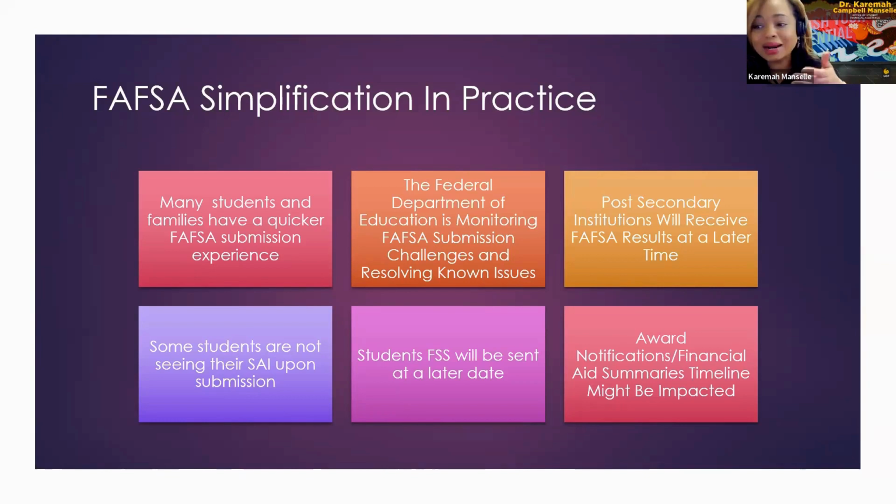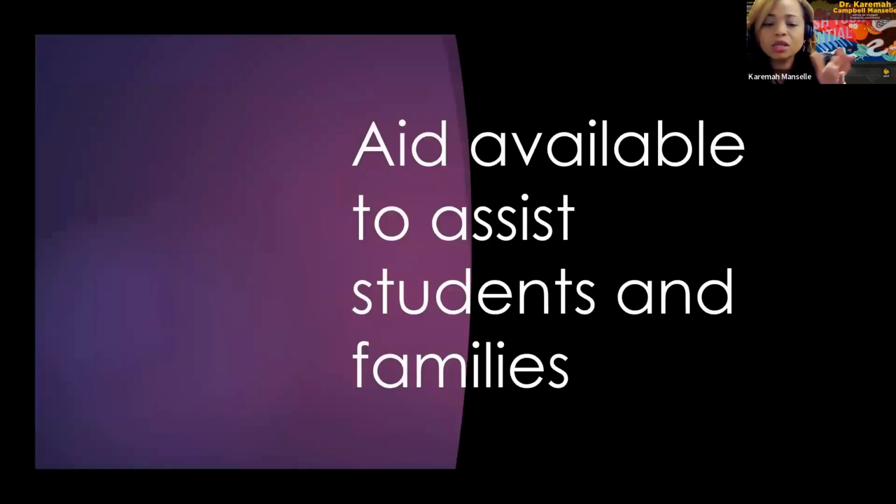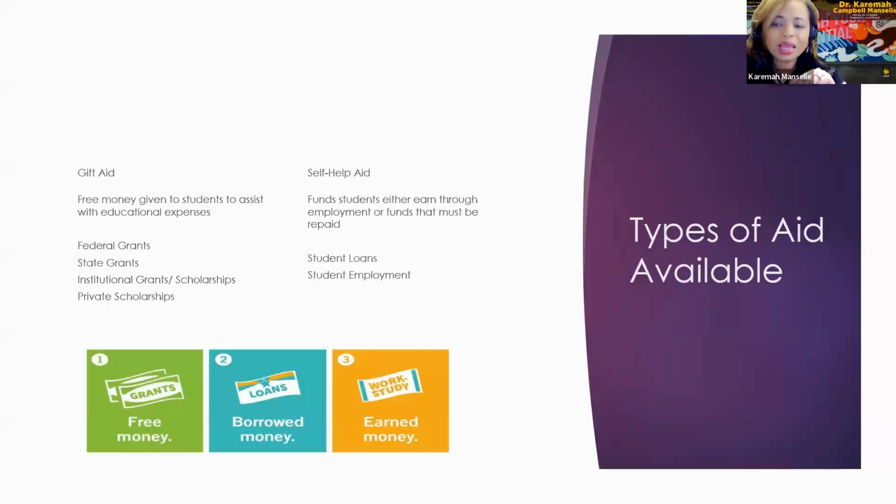All right, so I said a lot about FAFSA simplification and a lot about the financial aid application process for the FAFSA. I want to talk a little bit about what type of aid is available to assist students and families once the FAFSA is completed. And so for our intents and purposes, we like to divide financial aid into two categories. It's gift aid. Gift aid is free money given to students to assist with their educational expenses. It comes in the form of grants or scholarships. Students do not have much dominion over their grant eligibility. Their grant eligibility is going to be based on the information provided on the FAFSA for most institutions.